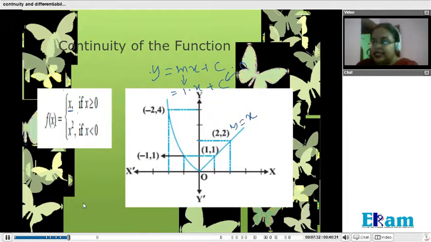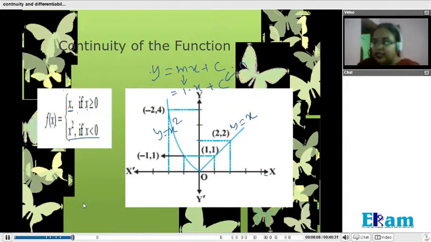Fine. And this line is drawn for the range x greater than or equal to 0, right? That means it covers a positive x-axis till x equals 0, right? And for the latter half of the function, we have a quadratic function. This is the function y equals x squared, and it is applicable for x less than 0.